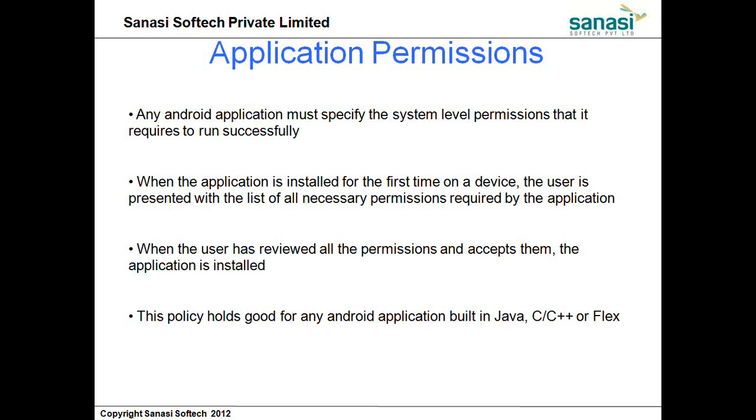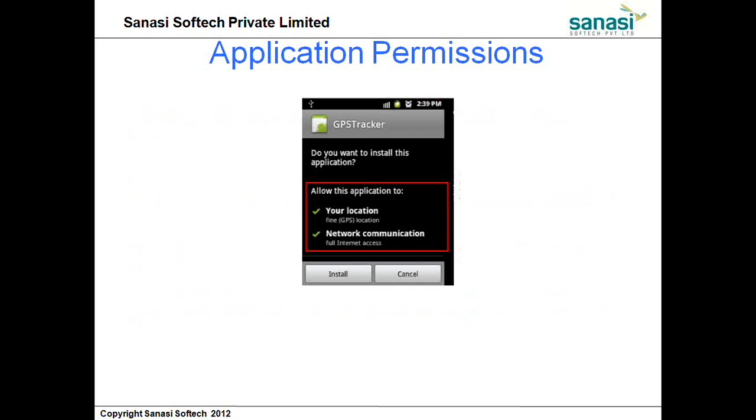Right, and as a second point says, when the application is installed for the first time on a device, the user is presented with a list of all the necessary permissions which are required by the application. Let me quickly show you what I'm talking about. If you observe the screen here, there is an application, just a fictional application that I call GPS tracker. So this application needs to have access to the GPS, and it also needs to have internet access.